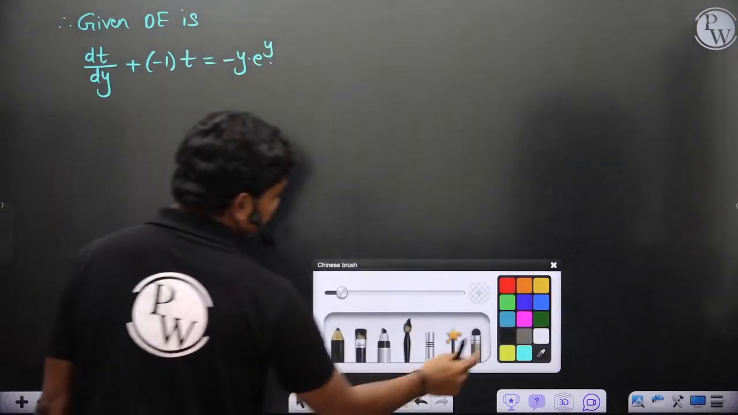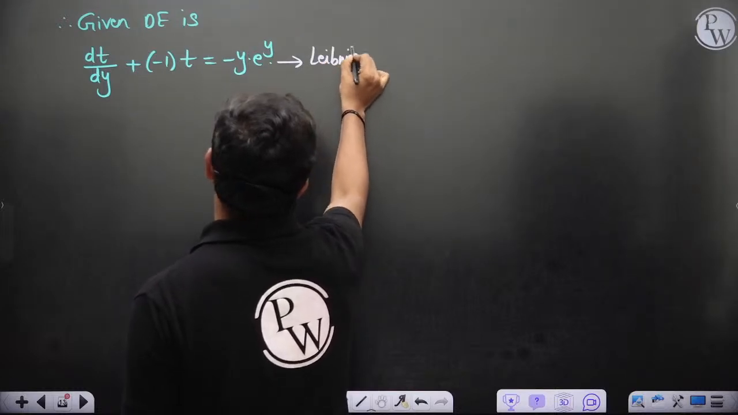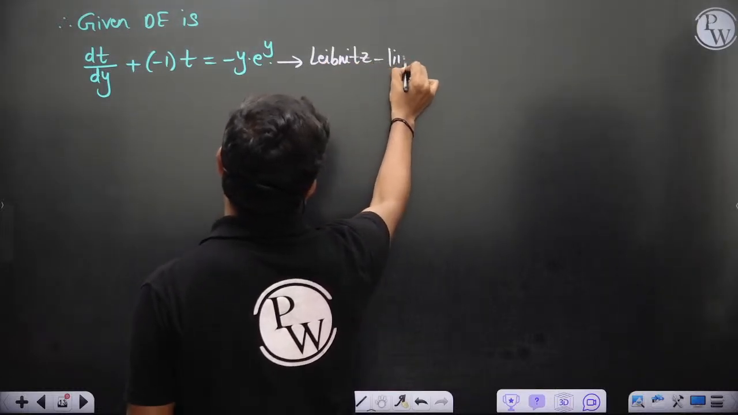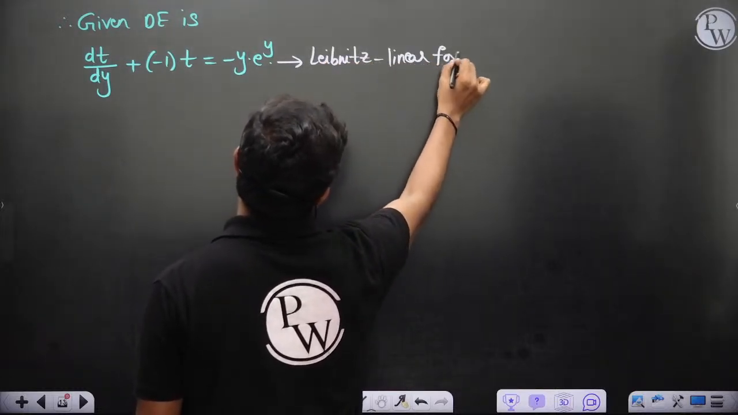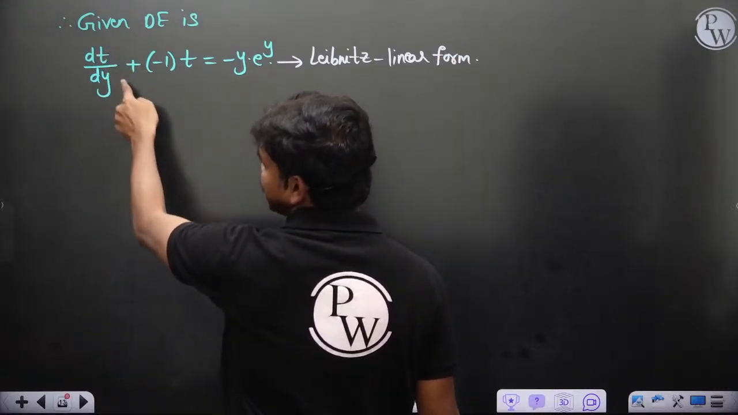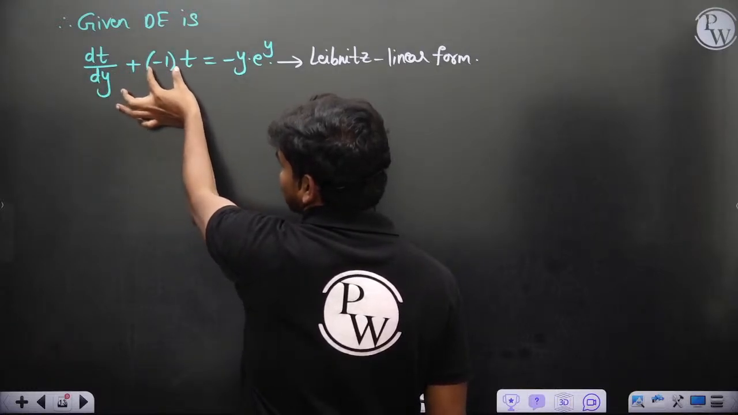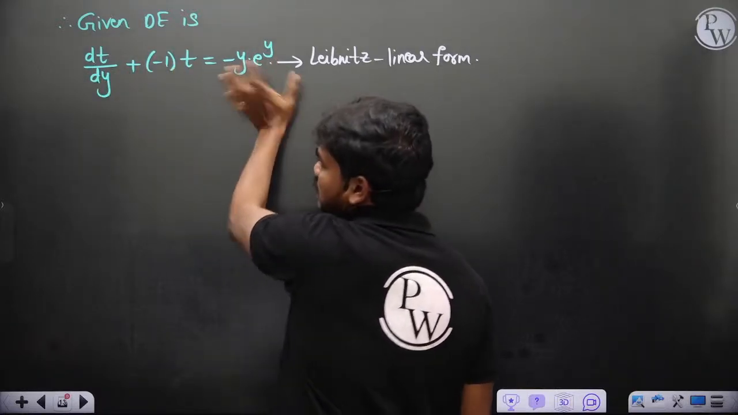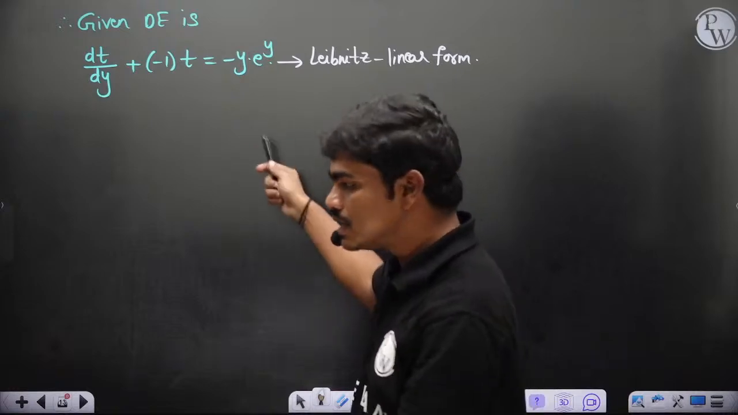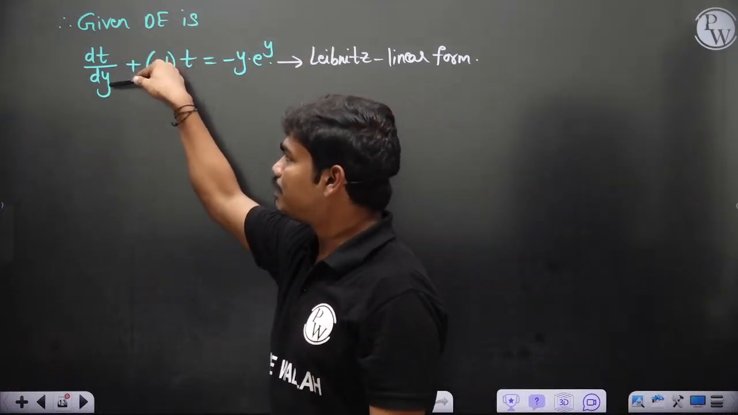So clearly this is of the Leibniz linear form actually. Okay, so this is Leibniz linear form, because you can easily figure out this derivative is dt by dy, which means independent variable is y, dependent variable is t. So dependent is t, so you have some function in terms of y into t, and this is purely a function of y alone. Okay, so this is in Leibniz linear form, because in this particular differential, this y is the independent and t is the dependent.